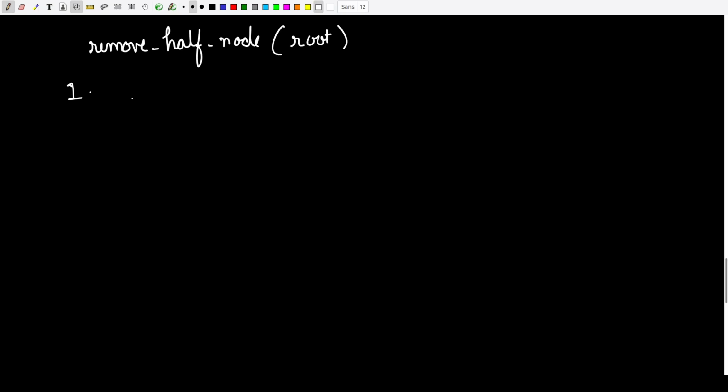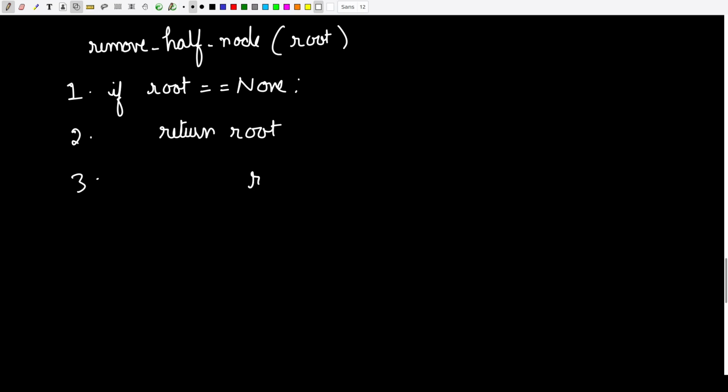So the first thing which we are going to do is perform post order traversal. As in the post order traversal, if root equals none, if this is an empty tree, then in such case we can just go ahead and return root. Otherwise, the first thing which we are going to do is operate on the left subtree.